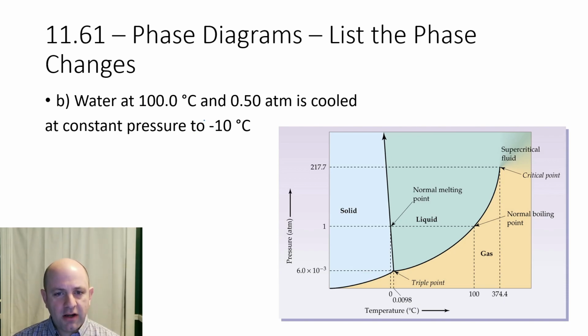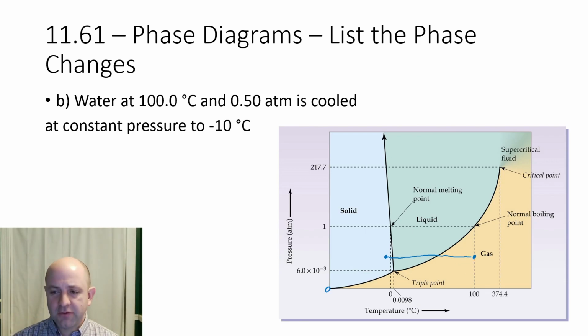It says we start at 100 Celsius and 0.5 atm. So here's 0 atm, so 0.5 is right about here. We go over to 100, so right about there is where we'll start. It says we're going to cool it down at constant pressure, so we'll stay at the same pressure and go straight across to the left, all the way to -10, which will be somewhere over here to the left of 0. So we'll just put a dot there.